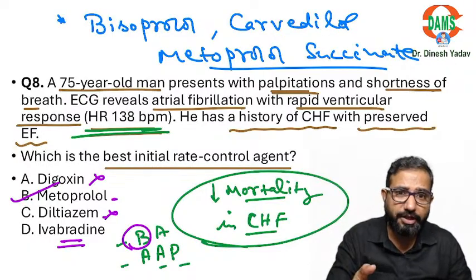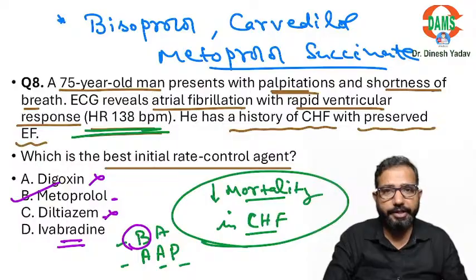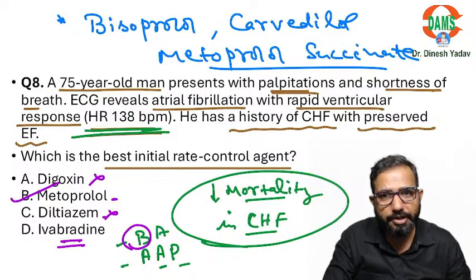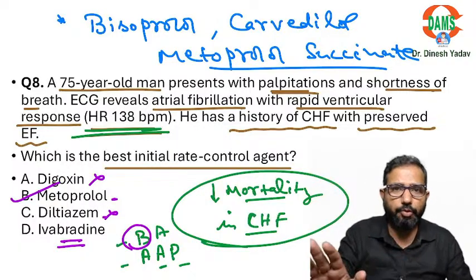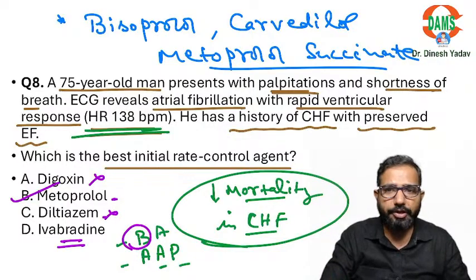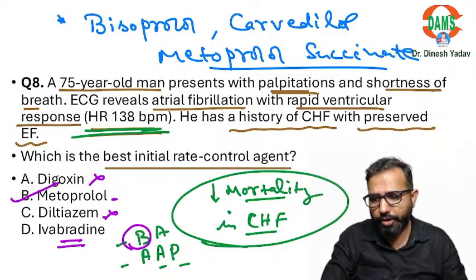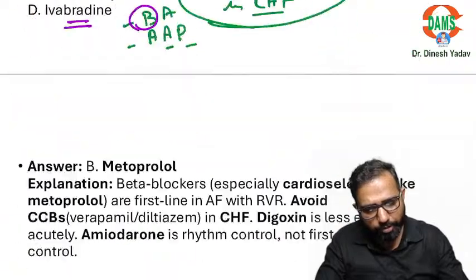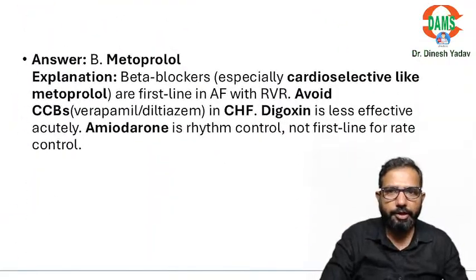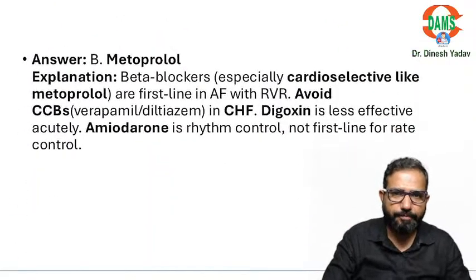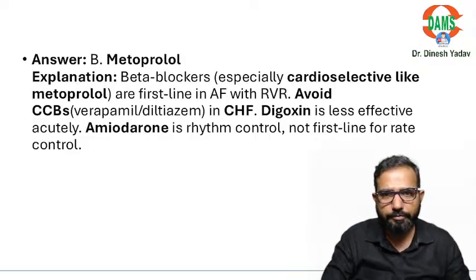No. If reduced EF, then the answer will be digoxin. Then only we use digoxin in these patients. Otherwise, we don't use beta blocker. We don't use calcium channel blocker in this patient. Okay. So the answer will be metoprolol. Read these explanations. Everything is written in them.